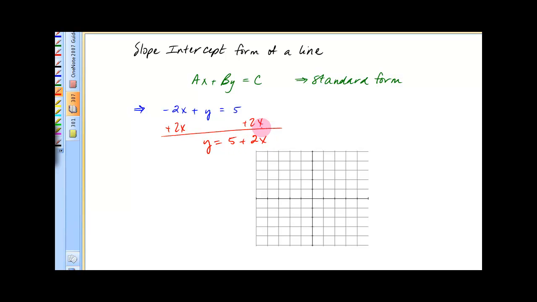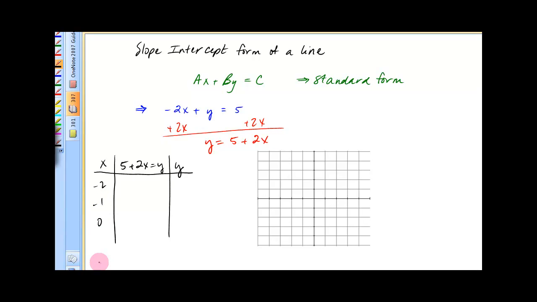And just because I'm trying to show you something, that's why I'm doing it. Now, it's also actually going to help us when we create a table of values. If I choose my values for x, I can then plug them into 5 plus 2x to find out what y is going to be. Now I'm going to go against what I have said in the previous lectures, and just for the purposes of this example, I'm going to choose values as negative 2, negative 1, and 0.